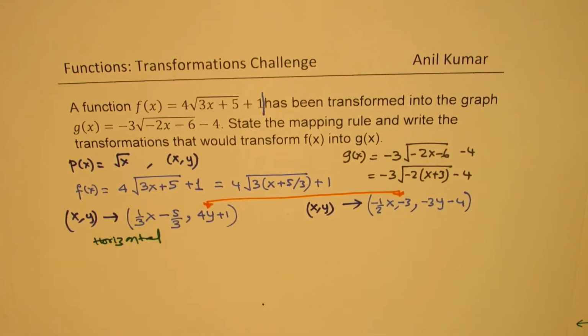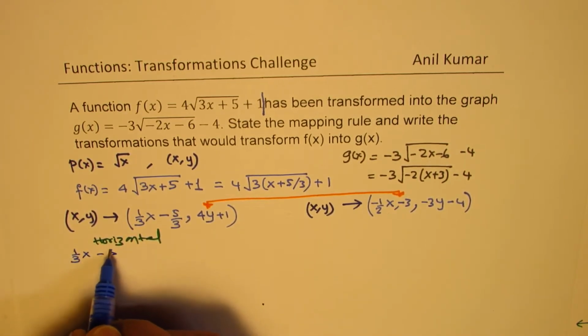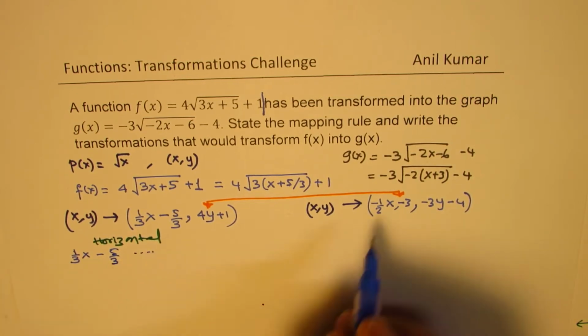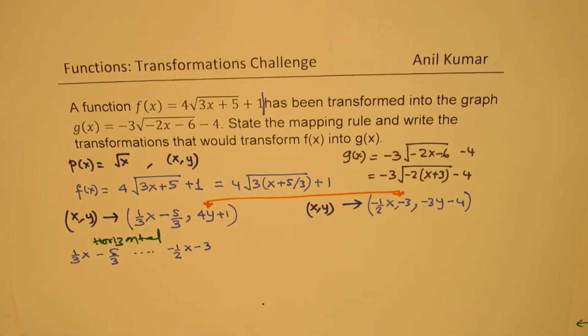So that means the x values, okay? We are trying to relate these two things. One is 1 over 3 x minus 5 over 3, and we are doing this relation with minus half x minus 3. Now clearly you can see that horizontally, if I have to equate this, I have to multiply this by minus 3 over 2, right? So minus 3 over 2 is my mapping from f of x to g of x. Is that clear to you, right?